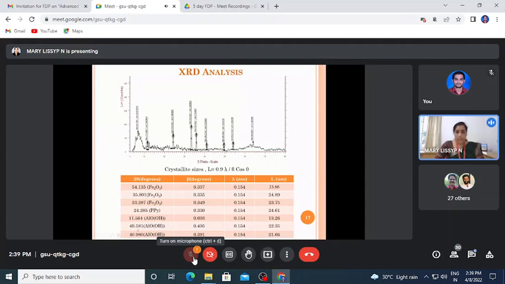Then another one you can see is the aluminum hydroxide phase, which has an orthorhombic structure. So the phase identification, the crystalline structure and the crystallite sizes can be identified from this XRD analysis.